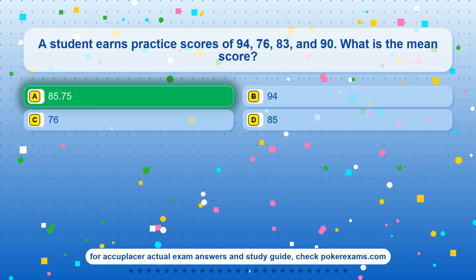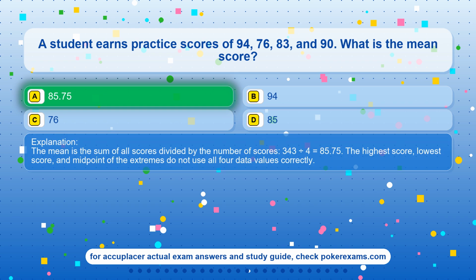The correct answer is option A, 85.75. The mean is the sum of all scores divided by the number of scores. 343 divided by 4 equals 85.75. The highest score, lowest score, and midpoint of the extremes do not use all 4 data values correctly.